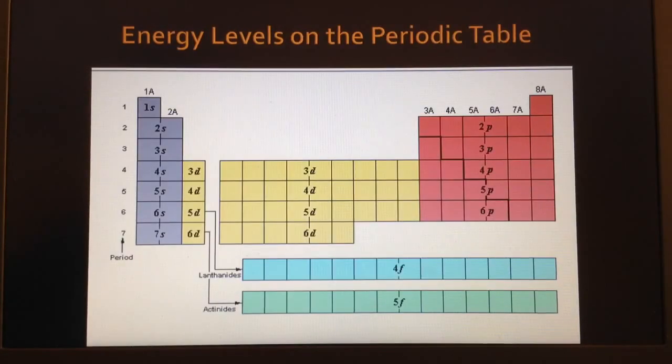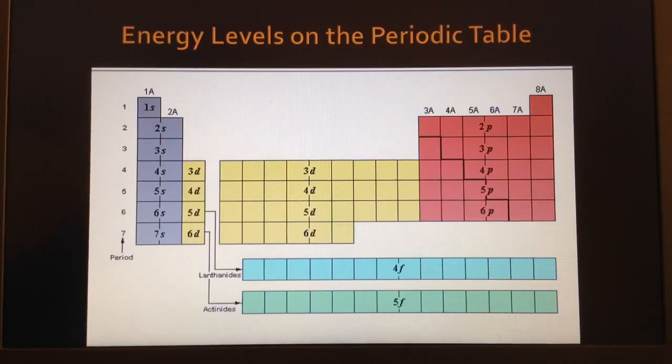The important part is, where can we find these energy levels on the periodic table? Well, the energy levels correspond to the periods. So if you notice on the right-hand side, or on the far left-hand side, each row is numbered 1 through 7. So the row on the periodic table is also called the period. So it starts with 1 at the top, and then 2, and then 3, 4, 5, 6, and 7.